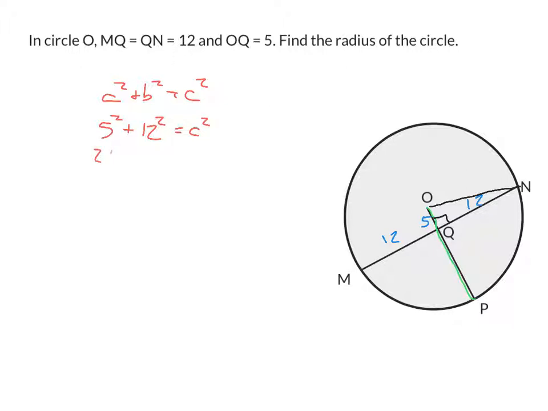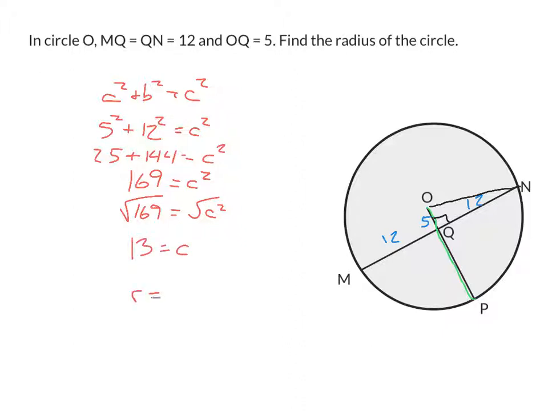So we have 25 plus 144 equals C squared. 169 is the sum of 25 and 144. And when we square root both sides, only needing to focus on the positive version of this, 13 is equal to C. So the radius of this circle is 13 units.